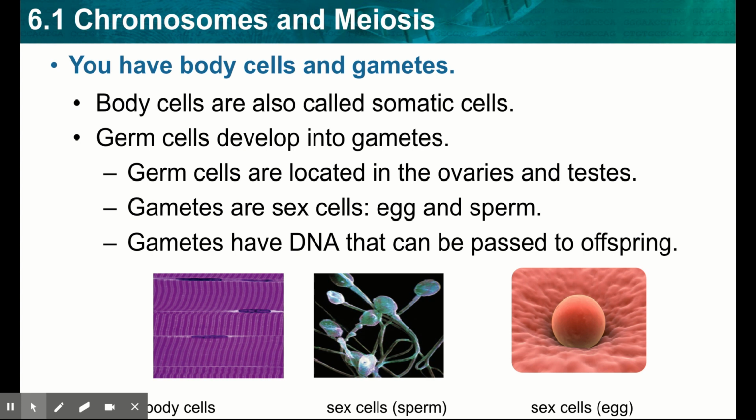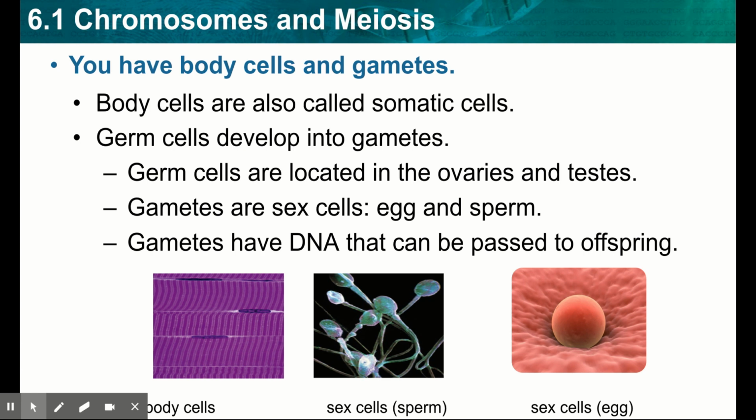Germ cells are cells in your reproductive organs. So compared to your body cells, germ cells are a little bit different. They're cells in your reproductive organs, so the ovaries or the testes, that will develop into gametes. So when we say gametes or sex cells, we mean the same thing. The germ cells are located in females' ovaries and males' testes, and they develop into gametes, the egg and the sperm.